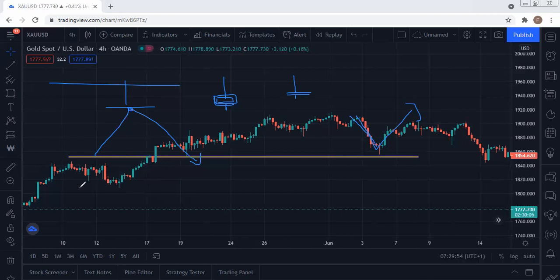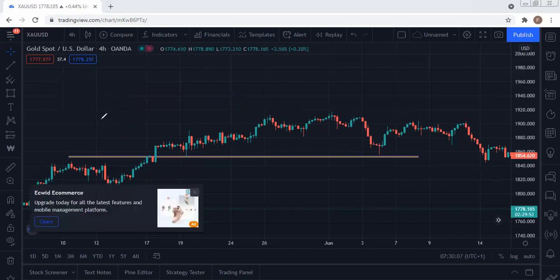Now, if you get on our chart, Sir? Hello. Yes, sir. Please come again. You said a gravestone doji indicates is it a buy or a sell opportunity, and a dragonfly doji is it a buy or sell opportunity? I didn't get it clearly.